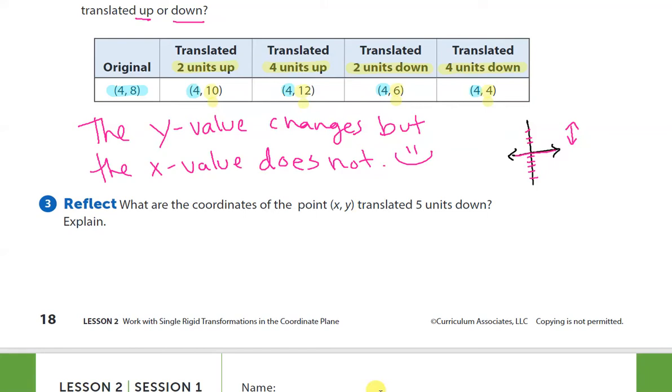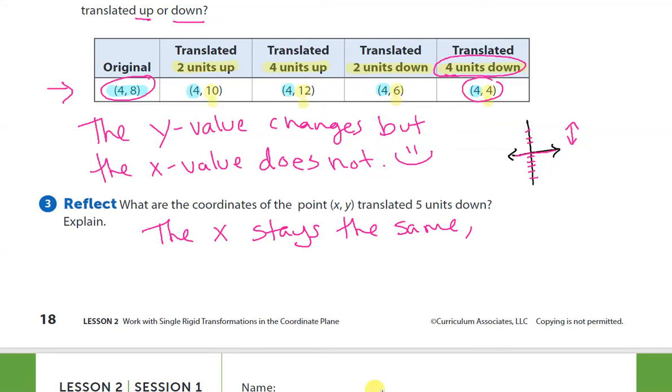Okay, so now let's figure this out. What are the coordinates of the point, just one point, not a whole figure, point xy, translated 5 units down? Explain. Well, what happens if we translate down? Let's look at our example up here. Let's look at this one. This one went 4 units down. And what's the difference between this one and this one? The x stayed the same. So the x stays the same, but the y went down by 4. It went 4 units down, so the y went down by 4.